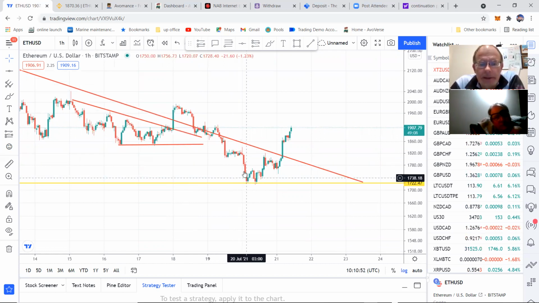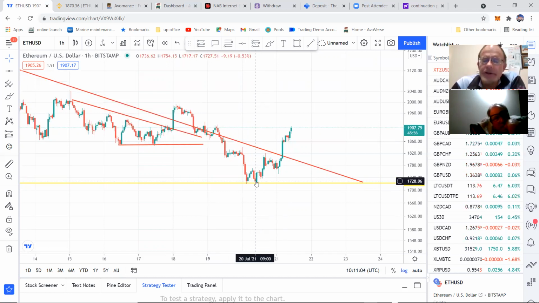Down the bottom here, we've seen it bounce twice off the same level. So we've just drawn in this trend line. The yellow one's a support line, sorry. And that's what they call a double bottom, which is an indication of the market reversing direction.